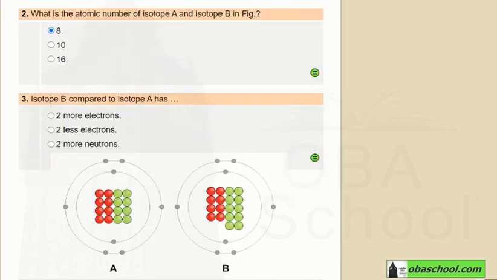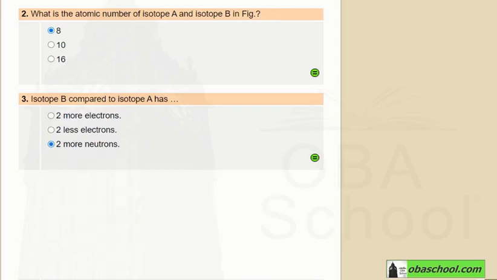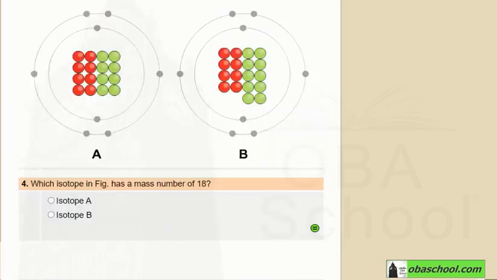Now if we compare these two isotopes, we would find that isotope B has 2 more electrons, 2 less electrons, or 2 more neutrons. Examine these two figures carefully to find the answer. Actually, the isotopes have exactly the same number of electrons, and by examining this figure, we will reach this conclusion. Now, if we count the neutrons, we will find that isotope B has 2 more neutrons than A.